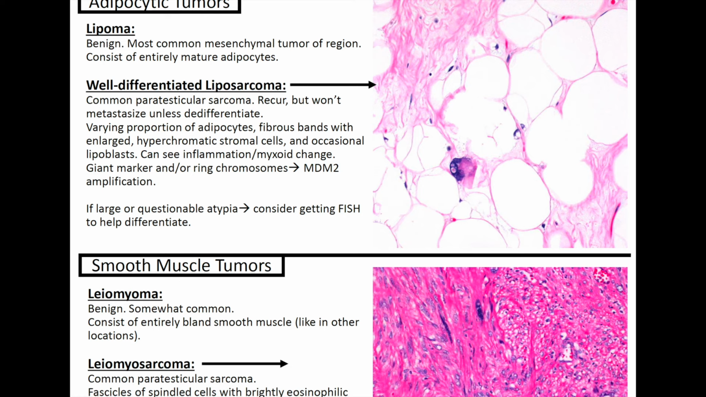Histologically, you're going to see a varying proportion of adipocytes, fibrous bands with enlarged hyperchromatic stromal cells, and occasional lipoblasts. You can see inflammation or myxoid change, and giant marker and/or ring chromosomes, and you will see MDM2 amplification in a well-differentiated liposarcoma. If it's large or there's questionable atypia, consider getting FISH to help differentiate and to find that MDM2 amplification.